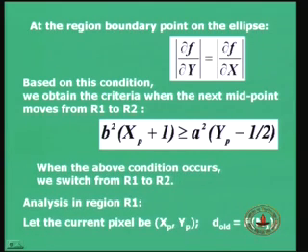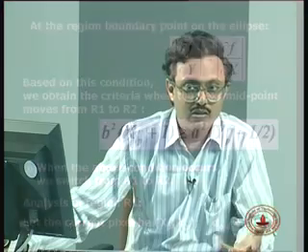So analysis in region R1 can continue. Let the current pixel be xp, yp, and let us define the old value of the decision variable d. We are familiar with these terms; we have used them in line drawing and in ellipse drawing. So we use the same terminology. I hope you remember all of them. We have worked it out and we use the same. I do not need to redefine the decision variable.